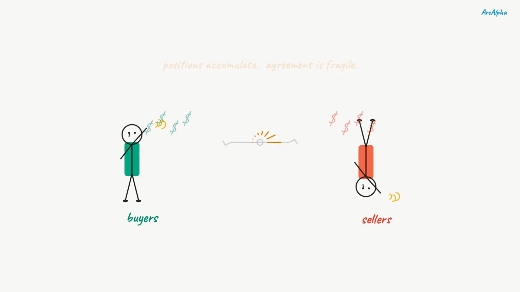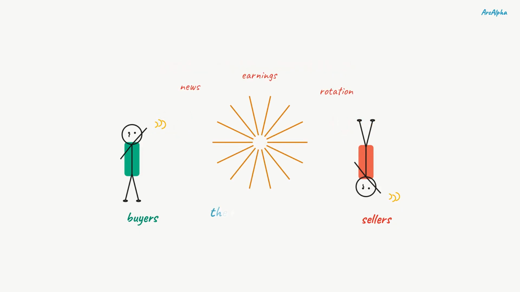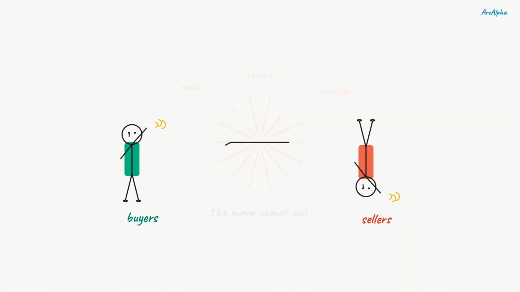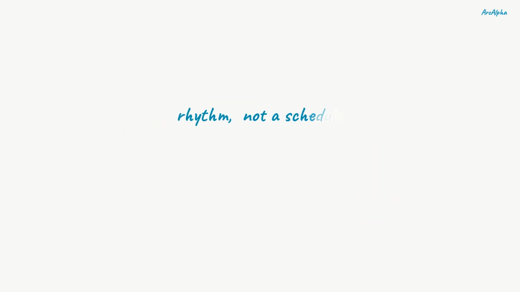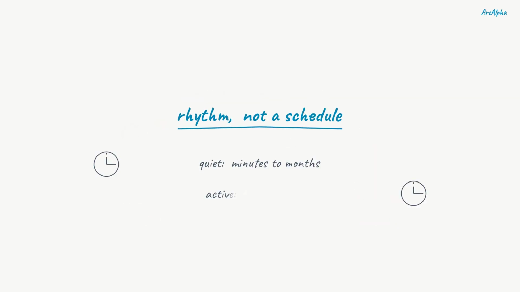Eventually, something breaks the agreement. A news event, an earnings number, a sector shift. One side gets more motivated than the other. The price moves. The active phase begins. And after the active phase runs its course, a new equilibrium forms. A new quiet phase begins. The rhythm restarts. Quiet and active don't run on a schedule. The quiet can last minutes or months. The active can last hours or weeks. What matters is the alternation, not the timing.